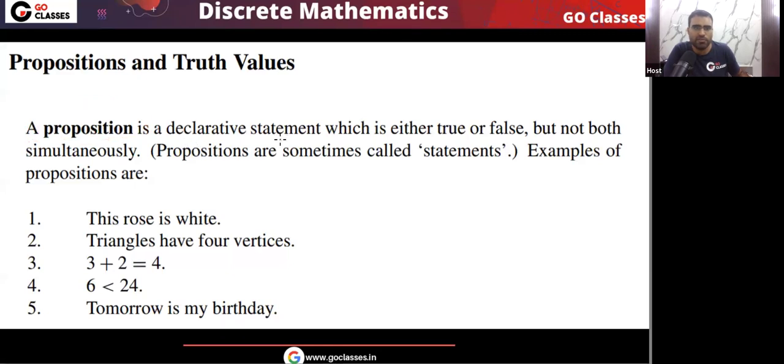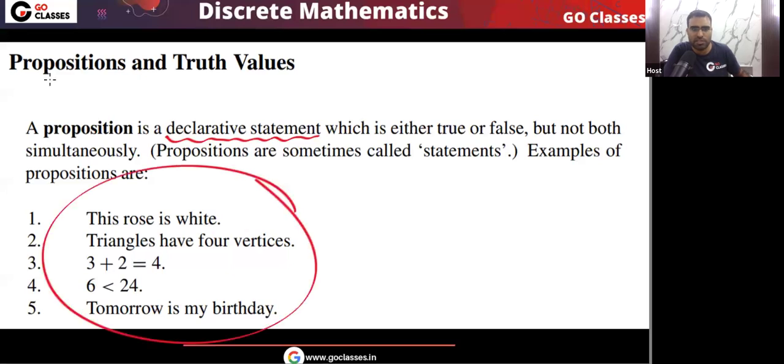A proposition is a declarative statement which is either true or false, but not both. It means it is either true or it is false. That's it. So what is a declarative statement? A declarative statement simply means it declares a fact, either a false fact or a true fact. So a proposition is a statement which is either true or false. Remember, a proposition is also called a statement. Proposition and statement, these two things are the same.